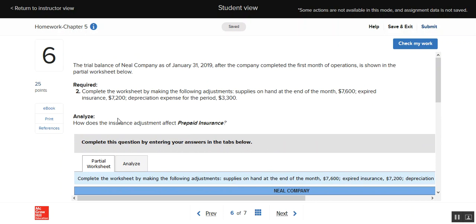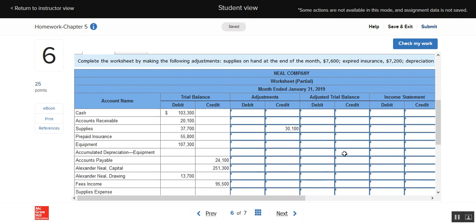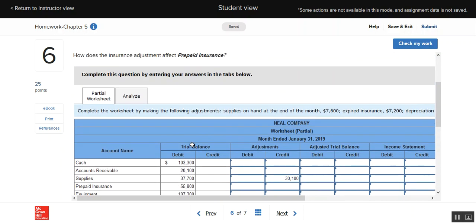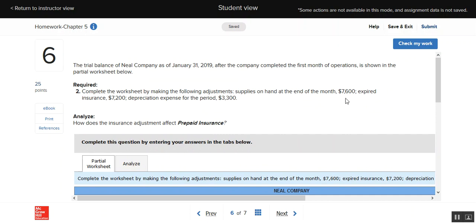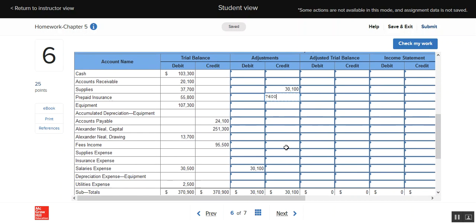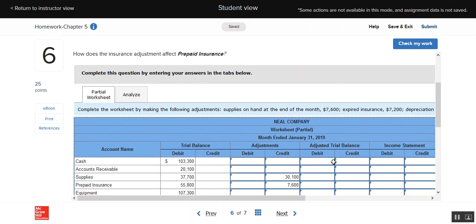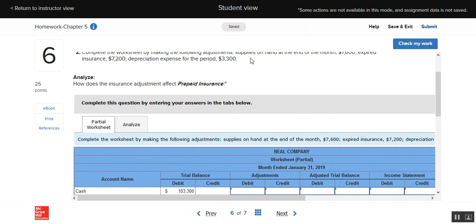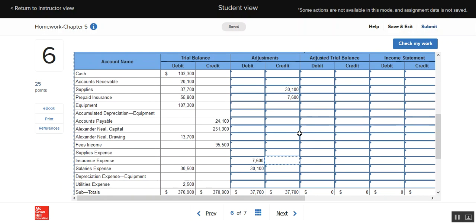It says expired insurance was $7,200. So that's the amount out of the prepaid insurance balance of $55,800 that we have used. So we're going to credit that to bring that balance down, and we're going to debit insurance expense for the same amount. And that one's done. And then the last one's depreciation expense, $3,300.